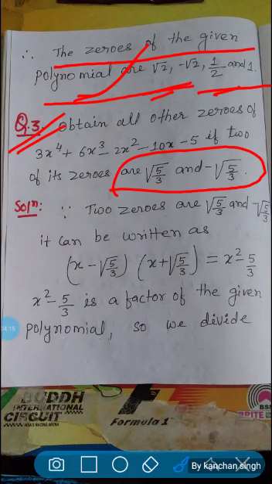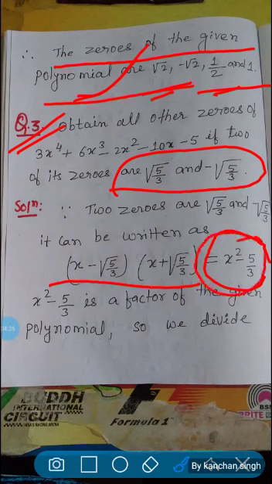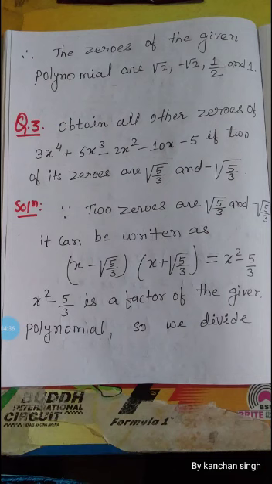So this we can write in that way, x minus root 5 by 3 and x plus root 5 by 3. So after calculating, we get x^2 - 5/3. So we can say that this x^2 - 5/3 is a factor of what? x^2 - 5/3 is a factor of the given polynomial. Is that okay? Now again you tell what we will do.